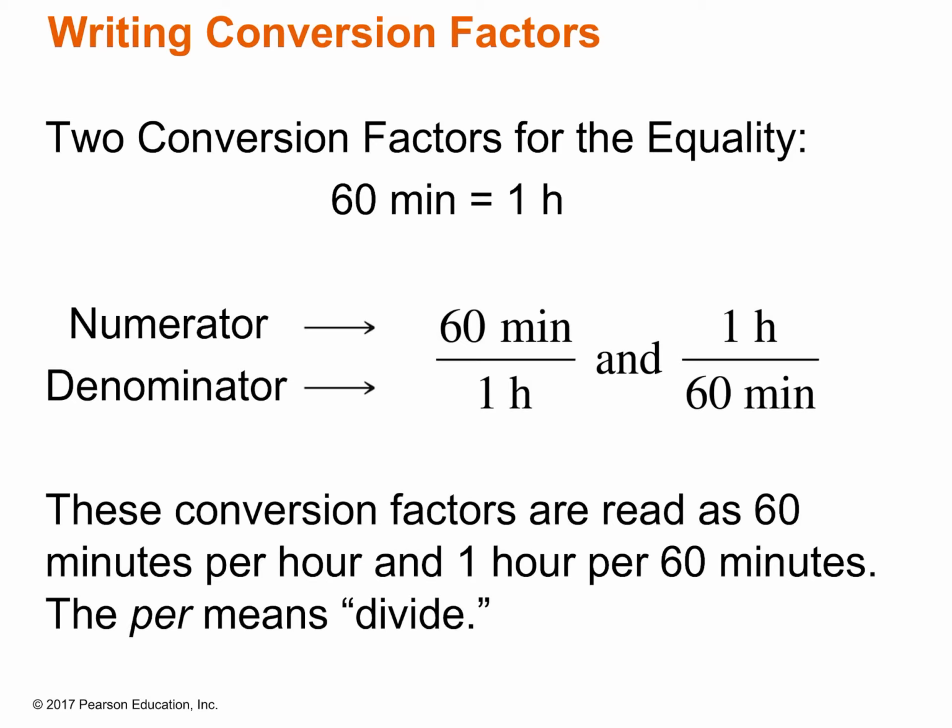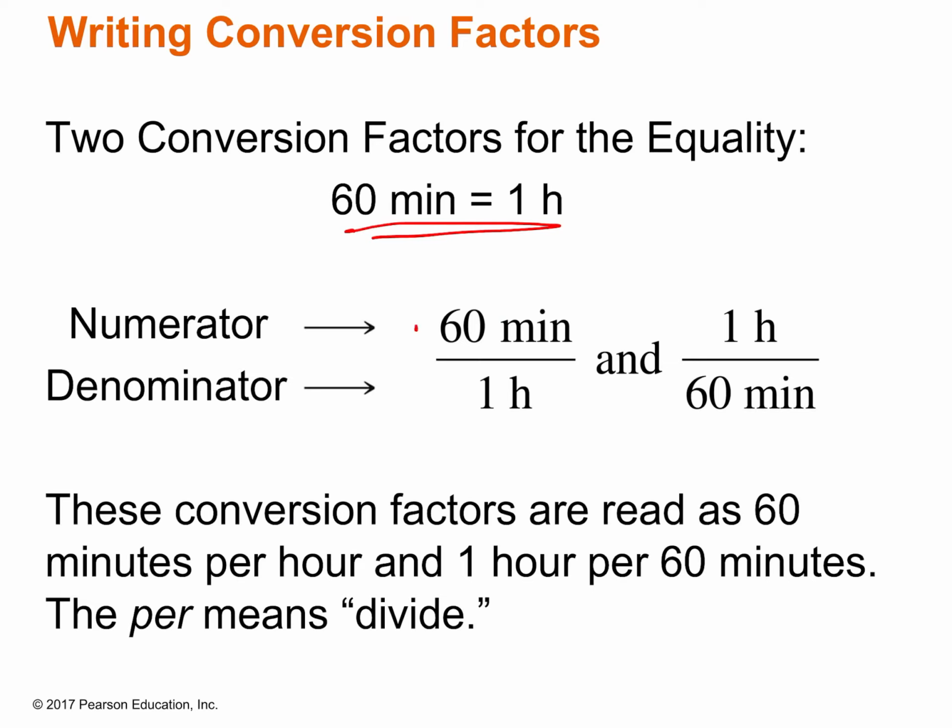So here's an equality. 60 minutes equals 1 hour. And so we can write two different conversion factors for this equality. The way that we write our conversion factors is that when things are equal, they get stacked. So in one conversion factor, we can put 60 minutes on the top and 1 hour on the bottom. And in another conversion factor, we can put 1 hour on the top and 60 minutes on the bottom. We can always write two conversion factors for each equality.